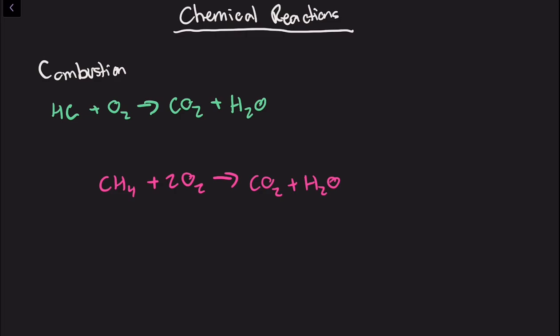Another one would be with ethane, which is C2H6. We'll have two of them plus 7O2. Try to predict the balanced products of this chemical reaction. You would get 4CO2 plus 6H2O. Again, we know it's a combustion reaction because we're combining a hydrocarbon with oxygen. We're getting carbon dioxide and water.